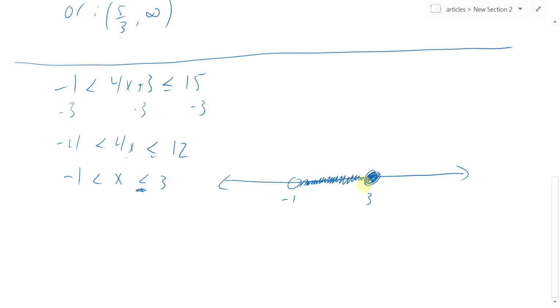So what does this mean? Well, again, if I take any number in here, any number from in here, that actually works, right? If you take x equals 0, for example, and plug it in, 4 times 0 is 0 plus 3. That'll give you 3 in the middle, and 3 is between minus 1 and 15. Numbers from these two places don't work.